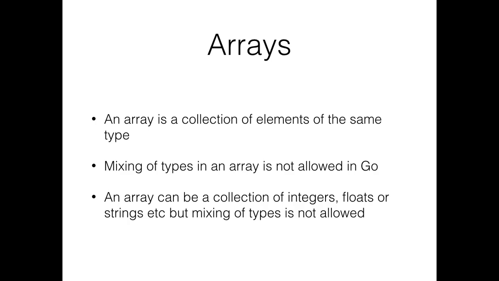An array is a collection of elements of the same type. Mixing of types in an array is not allowed in the Go language. That means you cannot have integer or float elements in the same array. An array can only be of one type. It can be a collection of integers, floats, or strings, etc., but mixing of types is not allowed. You cannot have integers, floats, and strings in the same array. You can only have one type in each array.